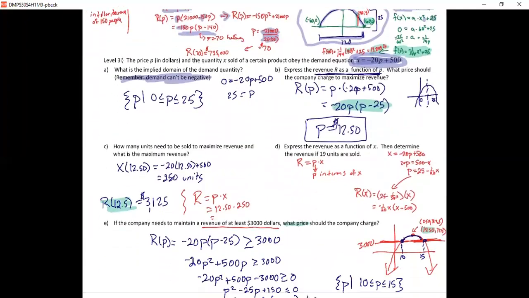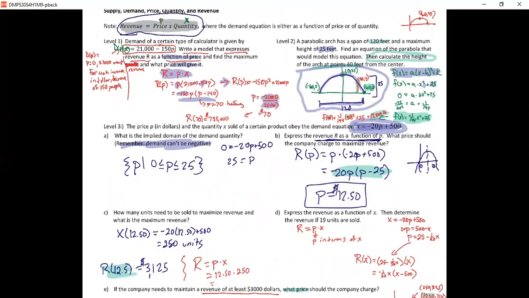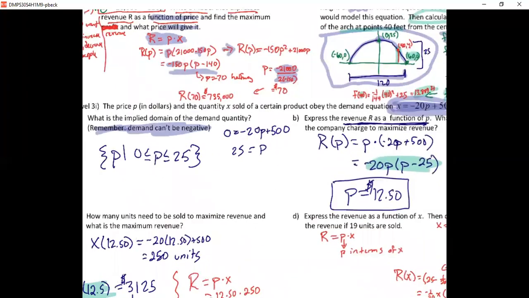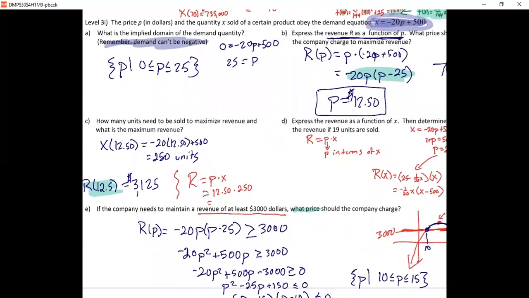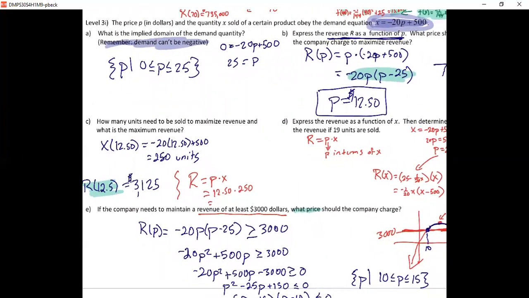On to the next problem. This problem is definitely a lot more in depth, but what I'm hoping to show with this kind of problem is how all of this is interconnected and all this works together. So first thing, what is the implied domain of the demand quantity? I guess let me restart.